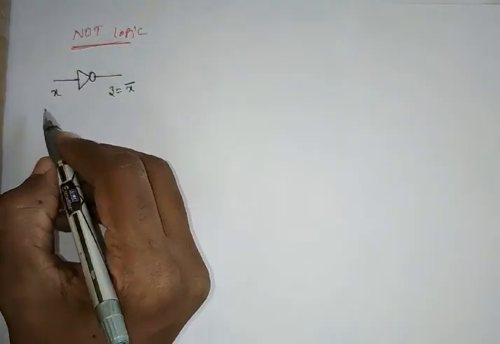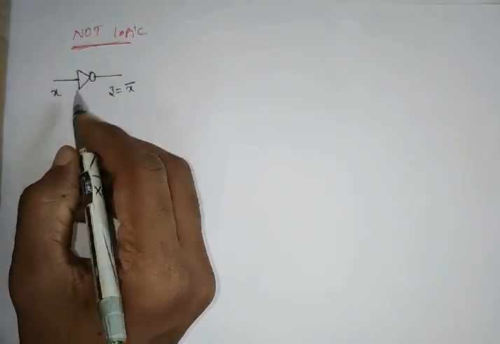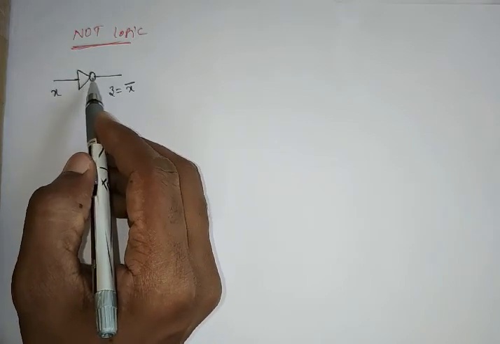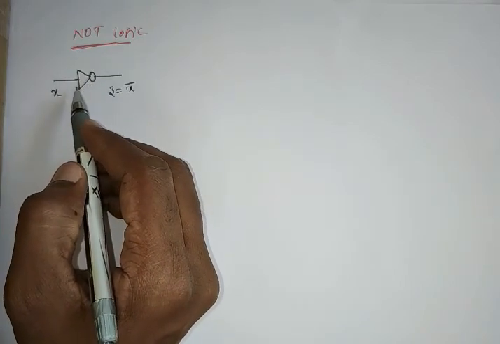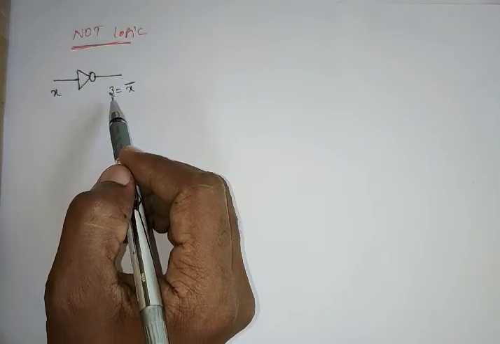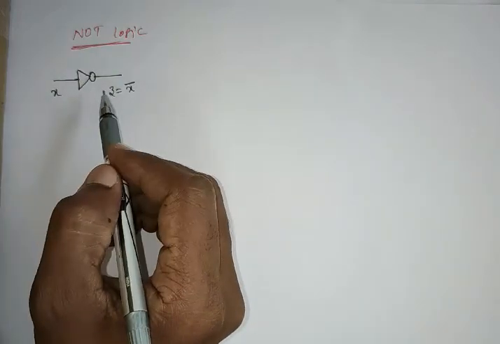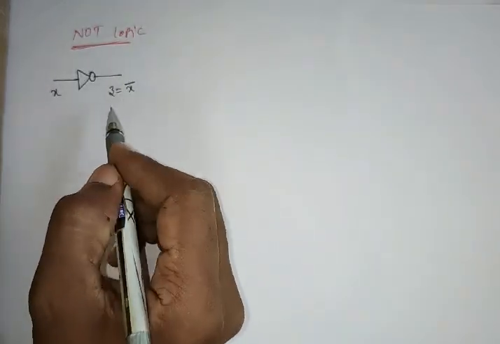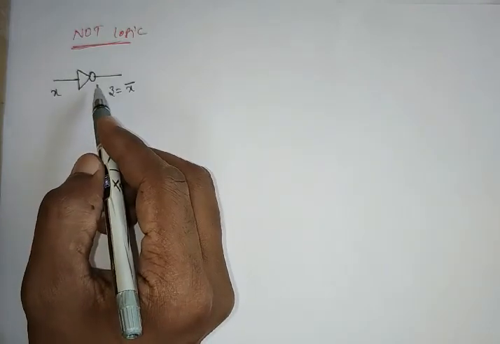Okay. So single input, what are the possible combinations? So here in the symbol representation without bubble, that is represented as a buffer. Buffer means X is the input, Z is output. Z is also X. That means Z is equal to X. That is a buffer representation.